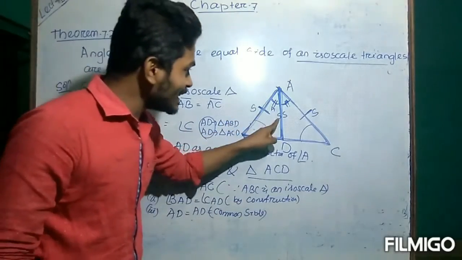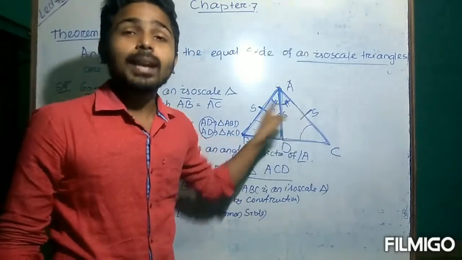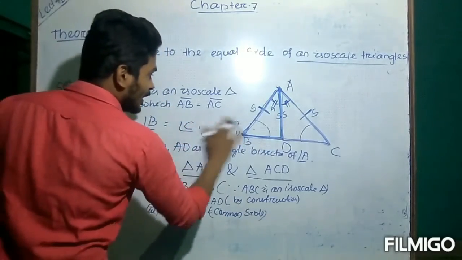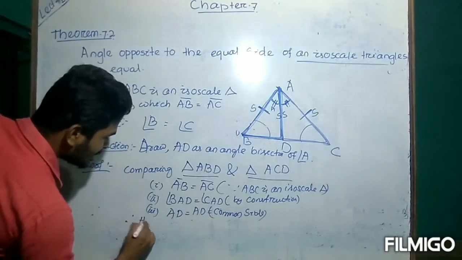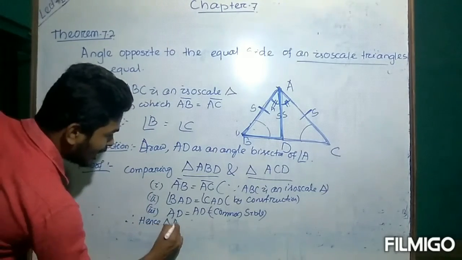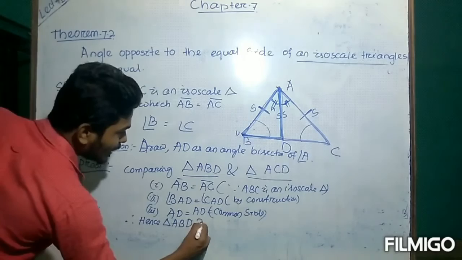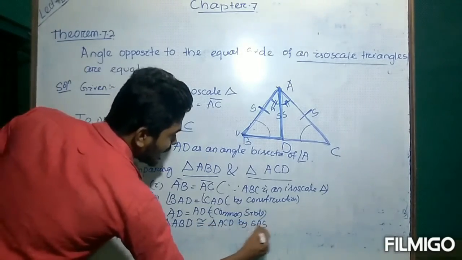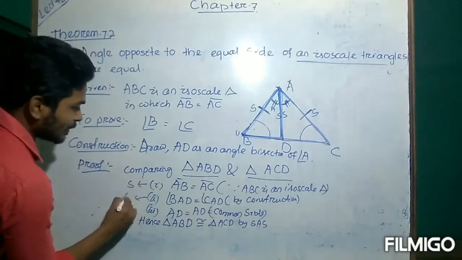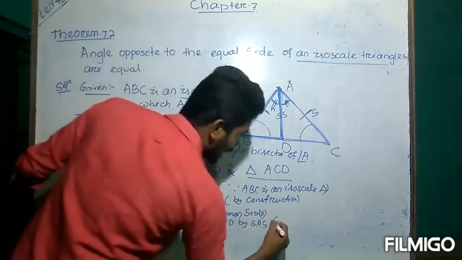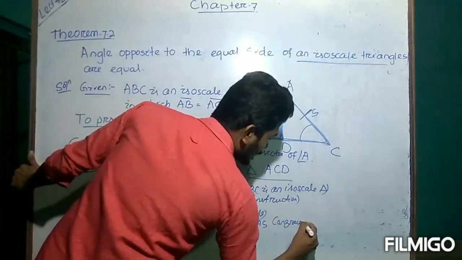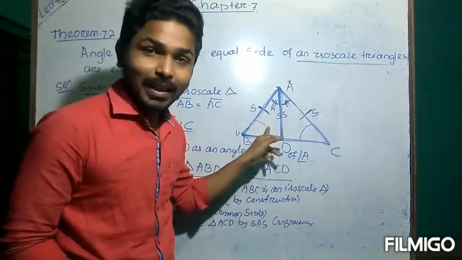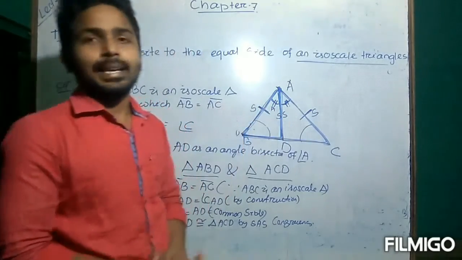So by SAS congruency, these two triangles are congruent. Understood? So you can write, hence, triangle ABD is congruent to triangle ACD by SAS. This stands for side, this stands for angle, this stands for side. SAS congruency. So what have we proved? We have proved that this small triangle is congruent to this small triangle.